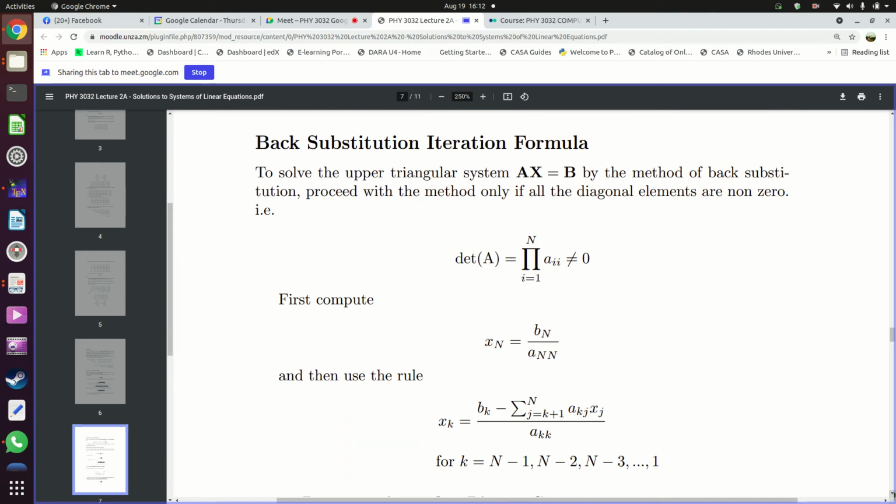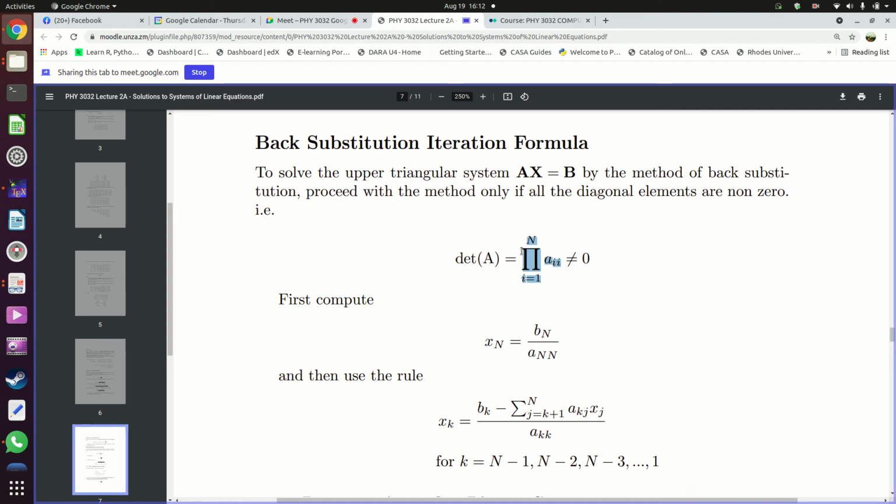Yes, sir. So for you to do back substitution, once you have your upper triangular system written in the form Ax equals b, the first thing you need to do is work out the determinant of A, which is the upper triangular or lower triangular matrix. You work out the determinant by multiplying the diagonal elements. If their product is not equal to 0, which means the determinant is not equal to 0, then it means that there is a solution.